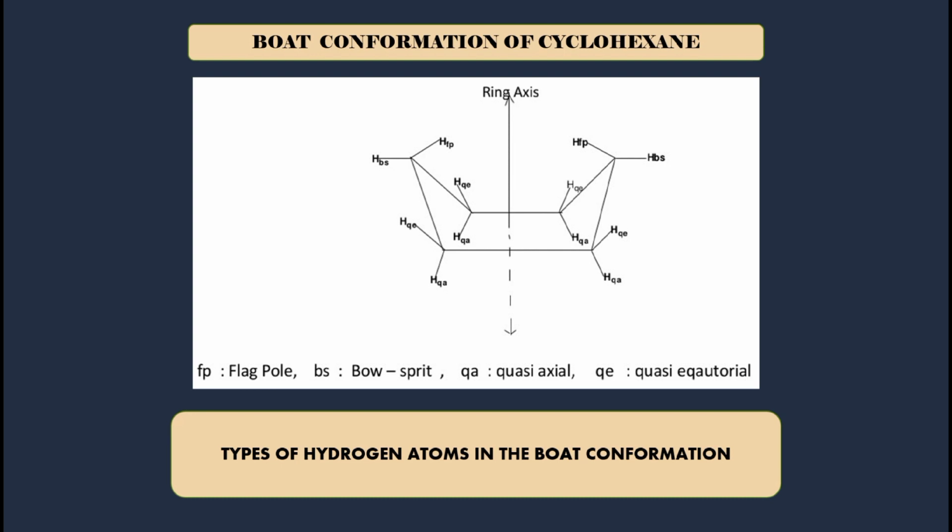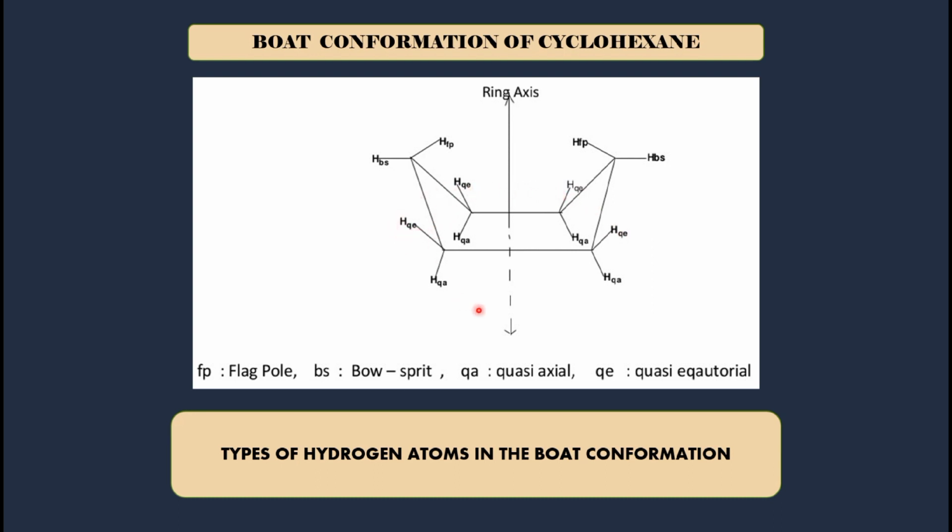This is the boat conformation of cyclohexane. This has 4 types of hydrogen atoms. These hydrogens 1, 2, 3 and 4, the 4 hydrogens which are looking down, are boat axial hydrogens, or they are called quasi-axial hydrogens. These 4 hydrogens which are denoted here as QE are quasi-equatorial bonds, or the boat equatorial CH bonds.